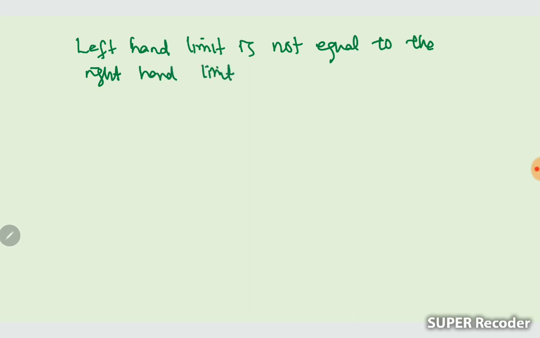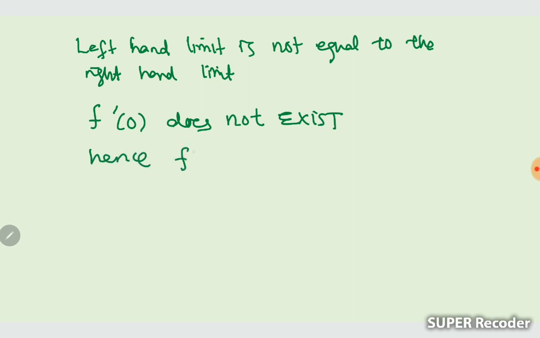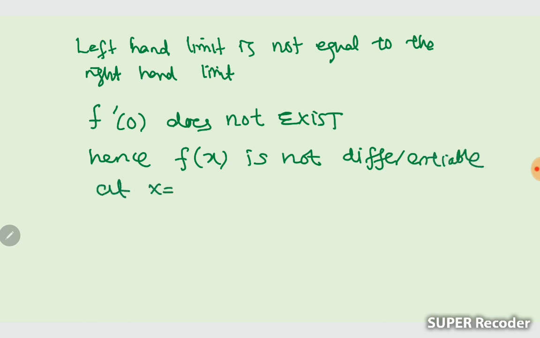Okay, so therefore f prime 0 does not exist. So when f prime 0 does not exist, hence f(x) is not differentiable at x equals 0.